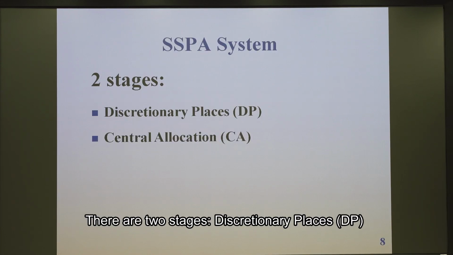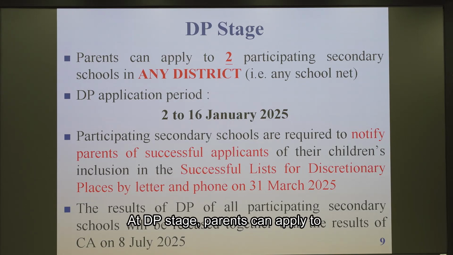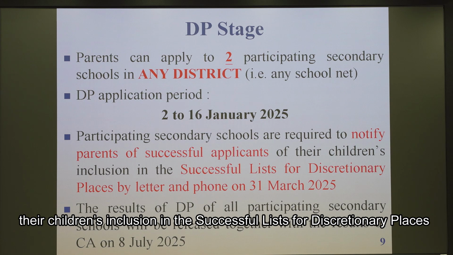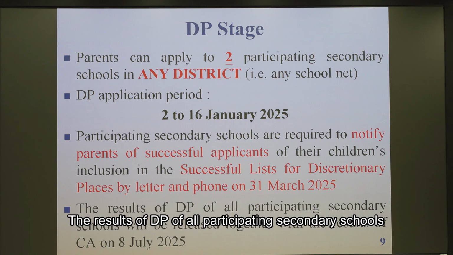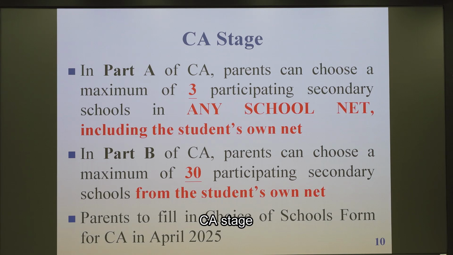In the SSPA system, there are 2 stages: discretionary places, DP, and central allocation, CA. At the DP stage, parents can apply to 2 participating secondary schools in any district, that is, in any school net. The DP application period starts from the 2nd to the 16th of January 2025. Participating secondary schools are required to notify parents of successful applicants of their children's inclusion in the successful list for discretionary places by letter and phone on the 31st of March 2025. The result of DP of all participating secondary schools will be released together with the result of CA on the 8th of July 2025.